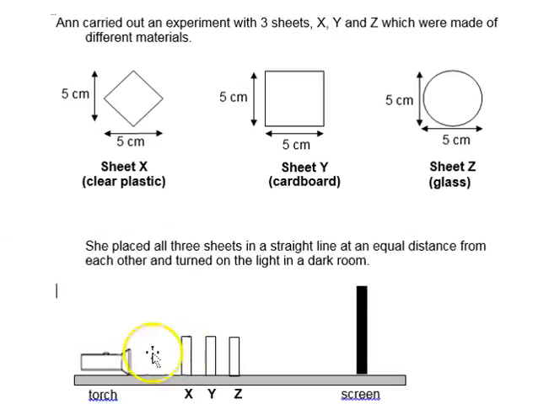We know X is clear plastic. Clear plastic would mean that all light can pass through. So if all light can pass through, or most light can pass through, there won't be any shadows, right? Because nothing would be blocked, right? Or the light that is blocked is so little that it is quite insignificant for a shadow to be formed behind at the screen. We know that sheet Y is cardboard. We know cardboard is an opaque material, and opaque materials will block all light. Therefore, there would be a shadow that is formed behind object Y.